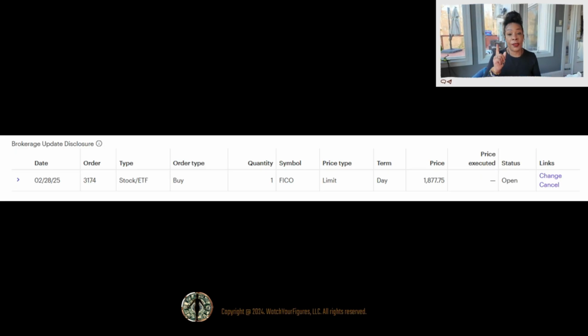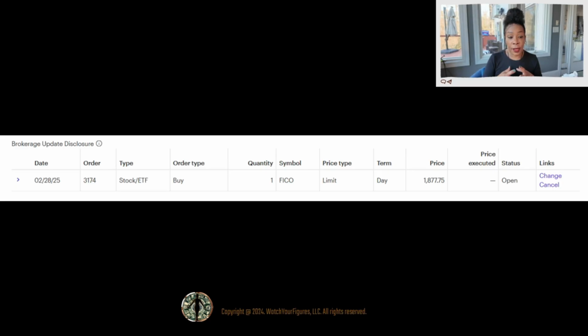And be careful, because when it's good for that day, at the end of the day, at 4 o'clock, it's not going to be open anymore. It's either going to be executed or it's going to be canceled because they didn't find any buyers, or anyone who wanted to sell it to you at that particular price.